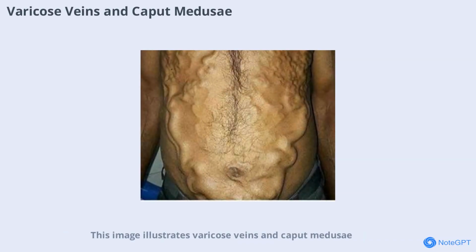This image illustrates varicose veins and Caput Medusae, both of which are signs of underlying vascular or liver disease. Varicose veins are enlarged, twisted veins usually seen in the legs, while Caput Medusae refers to distended veins around the umbilicus, often due to portal hypertension. Recognizing these signs can aid in the diagnosis of systemic conditions.